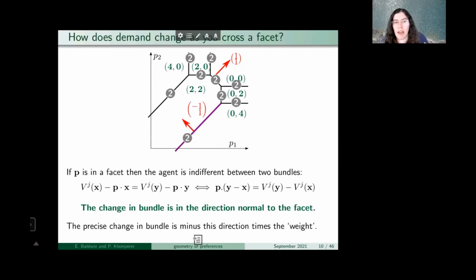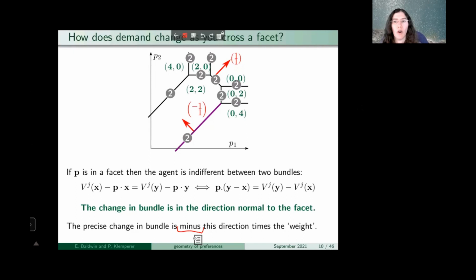And finally, we've got a minus sign to worry about. Why do I say minus? Well, it's easiest to think about if we look at the top of the picture. If we go along the 1-1 increase in prices, then clearly demand is going to go down in the 1-1 direction. So prices go up, demand goes down. So it's facet normal times weight is the change in demand, but the change in demand if you had moved in the opposite direction.